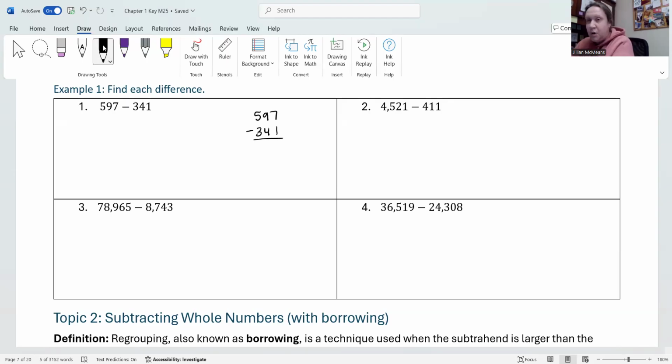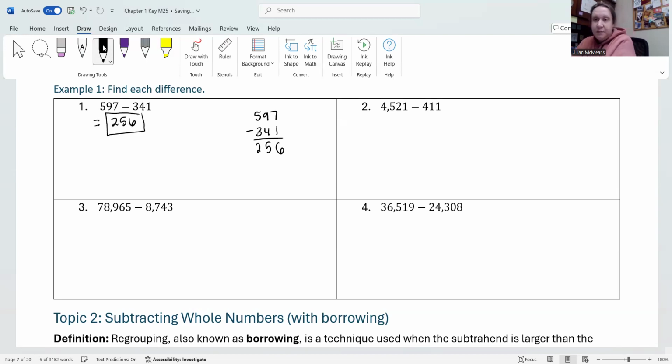For our first column, you always start at the right and work left. We have 7 minus 1. Well, that's just 6. 9 minus 4 is 5. And 5 minus 3 is 2. So we would say the difference between 597 and 341 is 256.